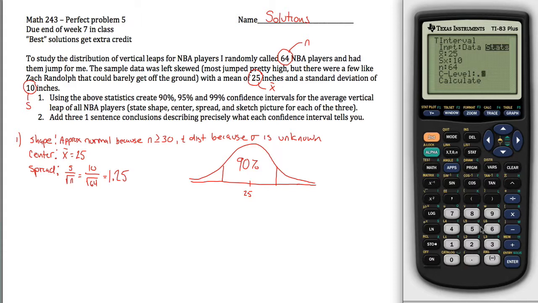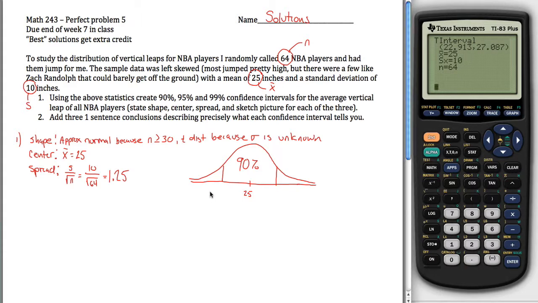Confidence level, we want a 90% confidence interval, so I'll put in 0.90. And if I go down here to calculate, what it'll do is give me my two endpoints. There we go. 22.9 and 27.1.